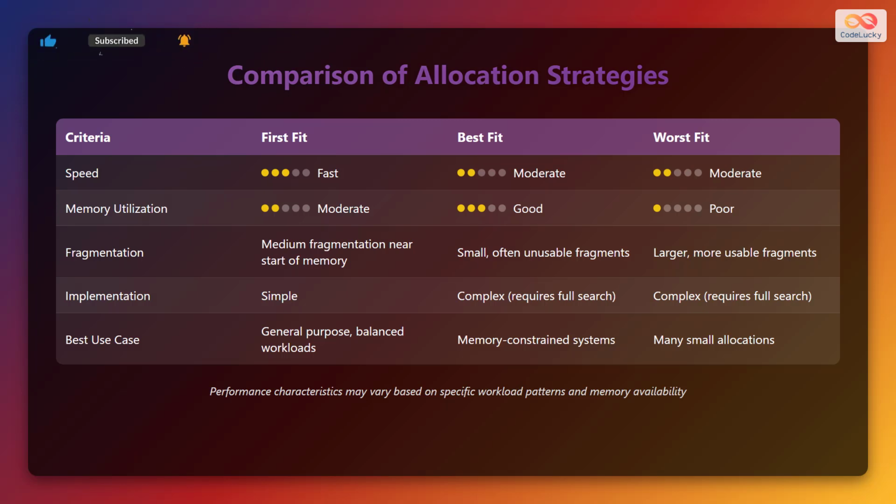First fit has a simple implementation, whereas best fit and worst fit have complex implementations, requiring a full search of the memory. First fit is best for general-purpose, balanced workloads, best fit is suitable for memory-constrained systems, and worst fit is useful for scenarios with many small allocations. Remember that the performance characteristics may vary based on specific workload patterns and memory availability.